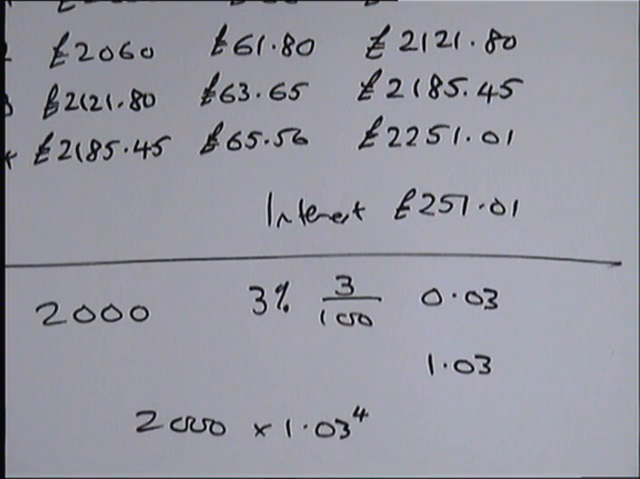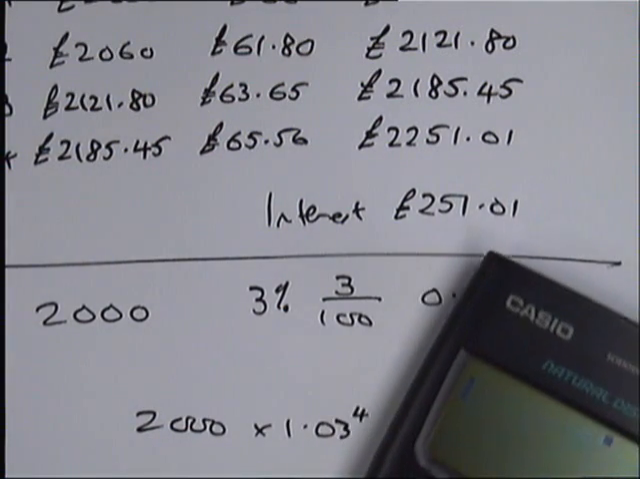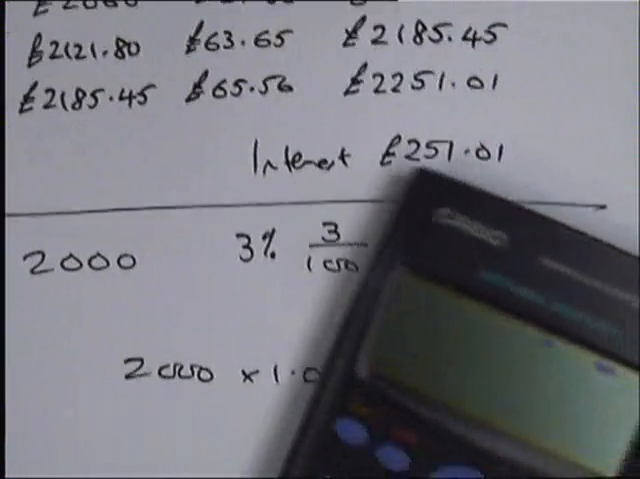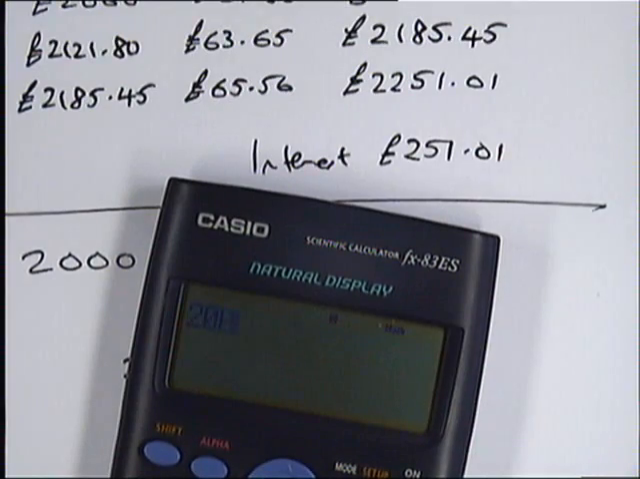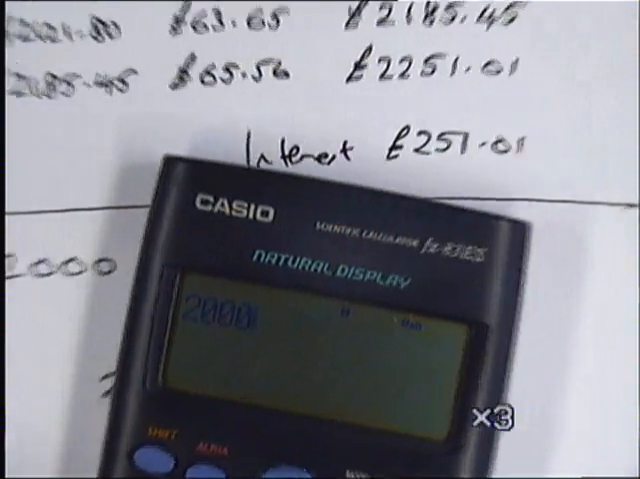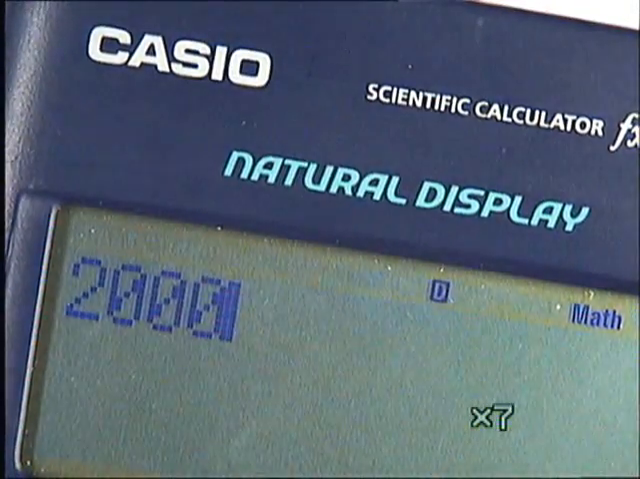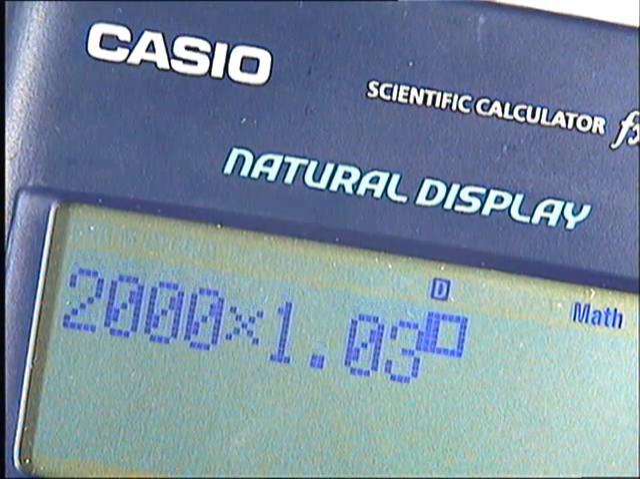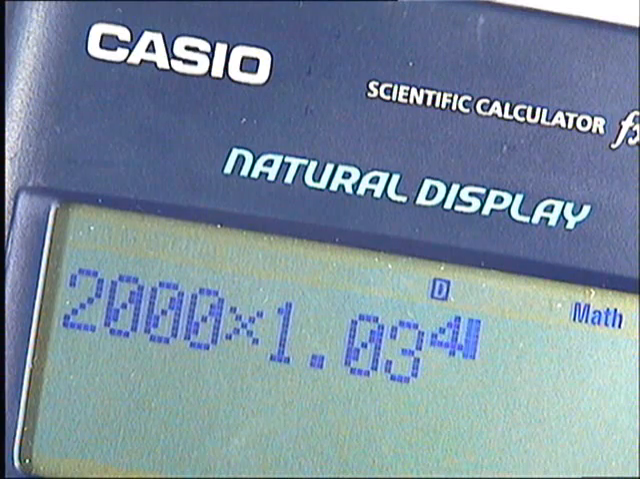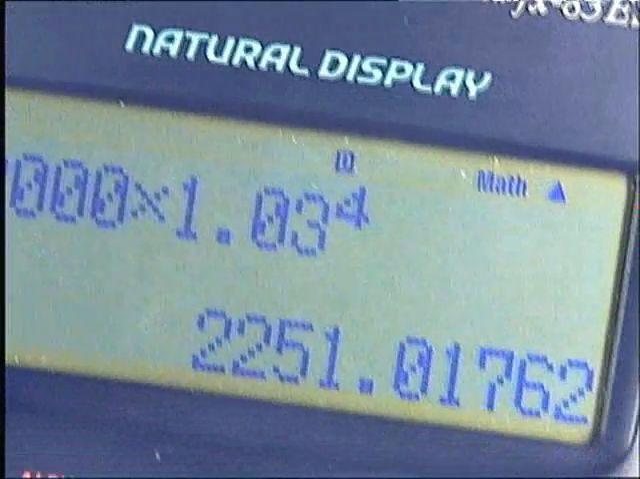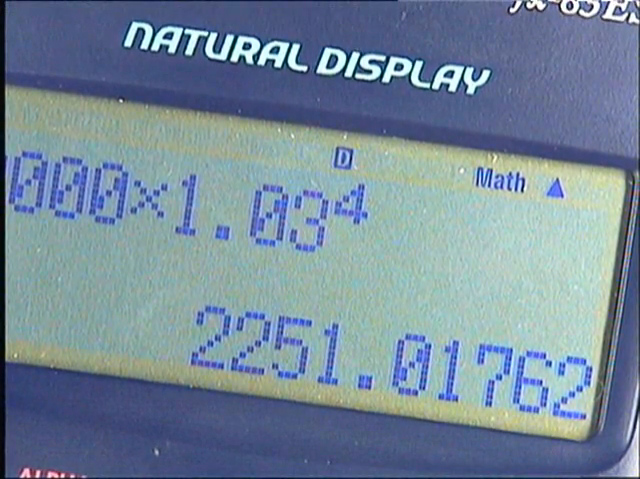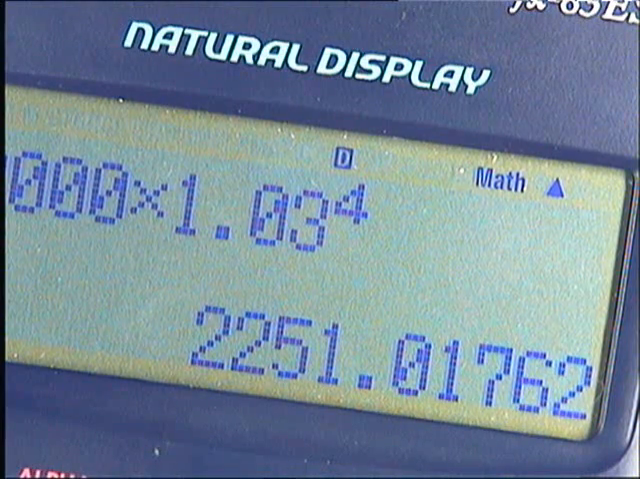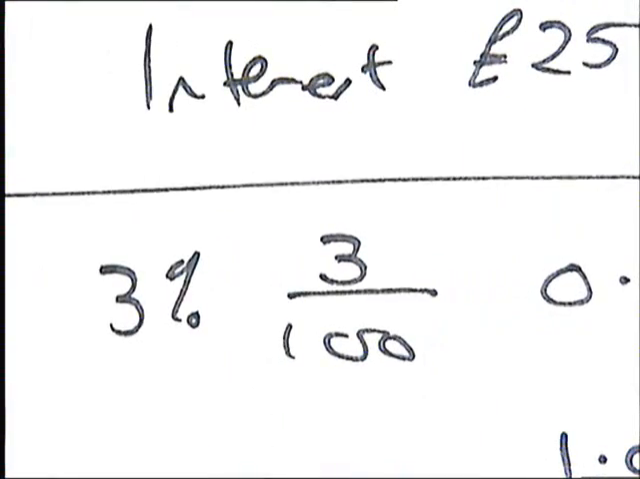So I could just reach for a calculator and do that sum straight off into the calculator, which was 2,000 times by 1.03 to the power of 4. If I do that on the calculator, I get my answer 2251.02. So I'm going to write that down.